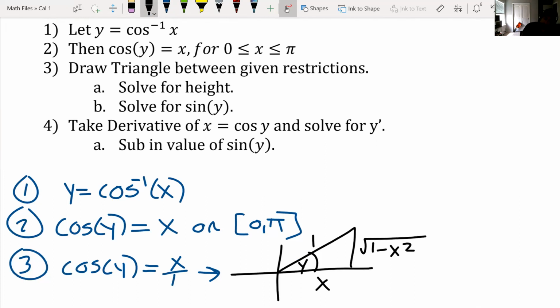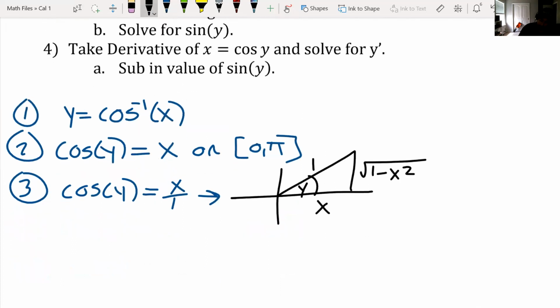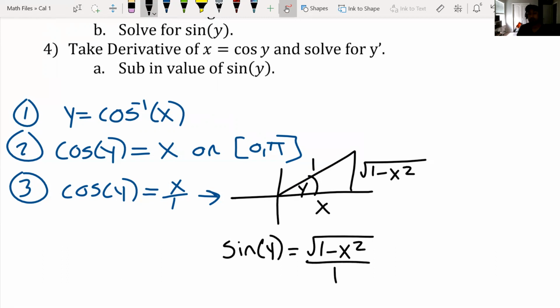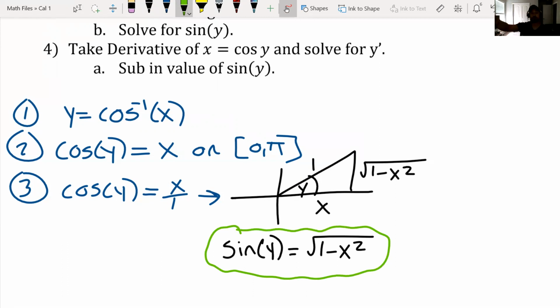Okay. And now for this one, we say solve for the sine of y. Again, it comes in later. You do it now or you do it later, does not matter. So sine y is equal to opposite, the square root of 1 minus x squared, over hypotenuse 1. But again, that's just the square root of 1 minus x squared. So again, save for later.